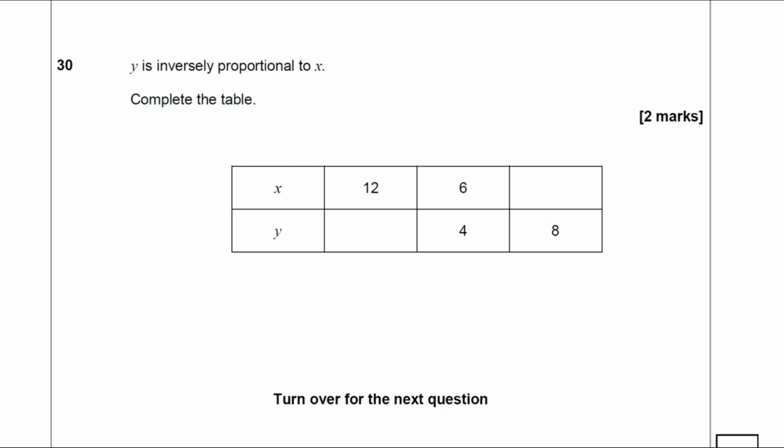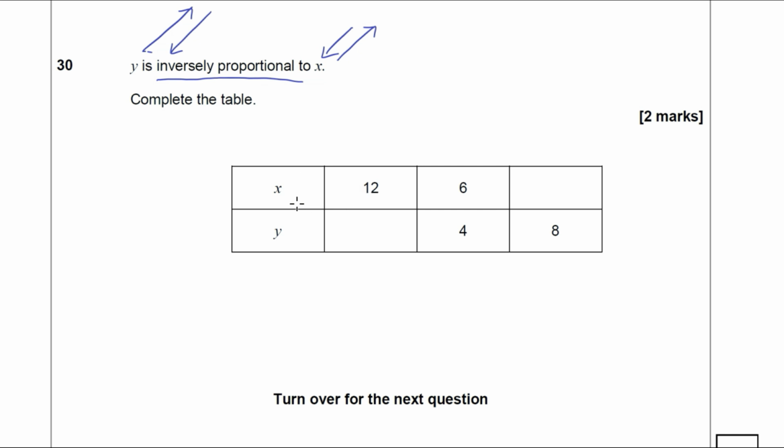Question 30. We're towards the end of the paper. Y is inversely proportional to x. Complete the table. What does it mean by inversely proportional? That is, if y is going up, then x is going down proportionally, or the other way around. If y is going down, then x is going up proportionally.